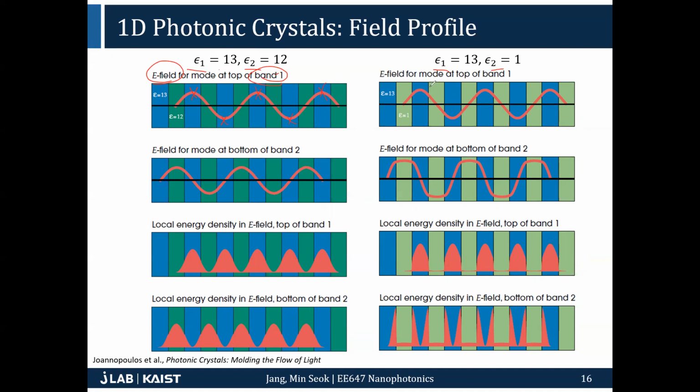And here too, at the lower band, the high epsilon region has the field maximum. And then the upper band, the electric field profile is the other way around. Most of the electric field is in the low index medium. Okay, so how to understand this?